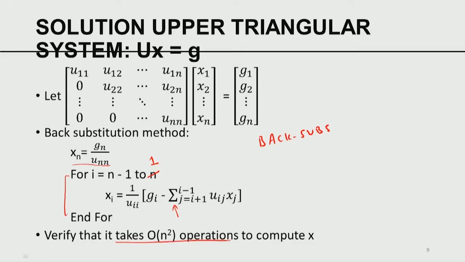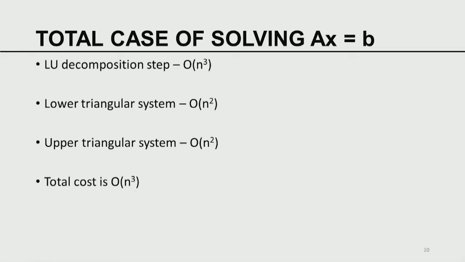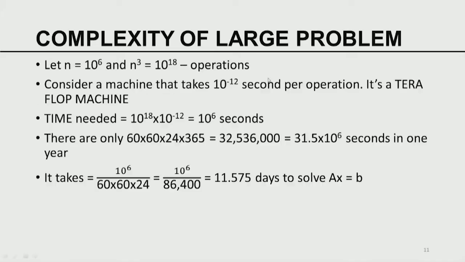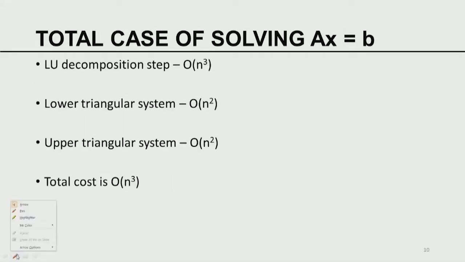So in summary, if I am going to solve Ax is equal to b using LU decomposition, the LU decomposition step takes n cube, the lower triangular system takes n square, and the upper triangular system takes n square. Of all the three, n cube is the dominant term, so the total cost is of the order of n cube. That's where the whole thing comes into play.